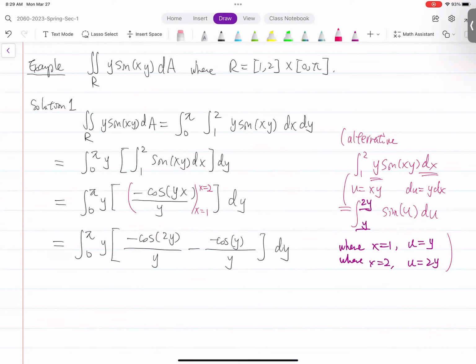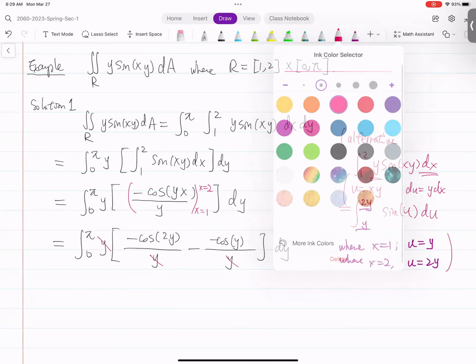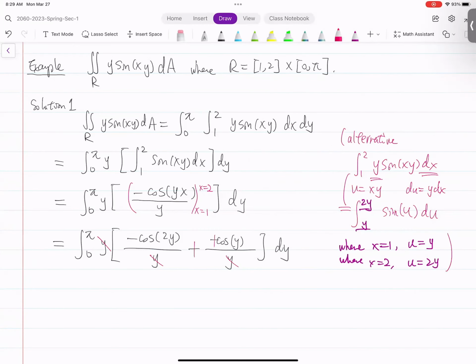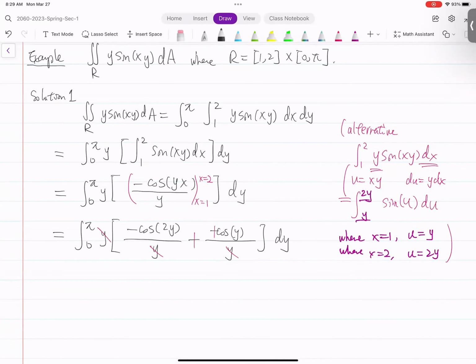And of course, you can see that these y's are going to be cancelled. And these two negatives make a plus. Okay. So now you have what? You have negative cosine 2y and then plus cosine 4y. And now you're integrating with respect to y.